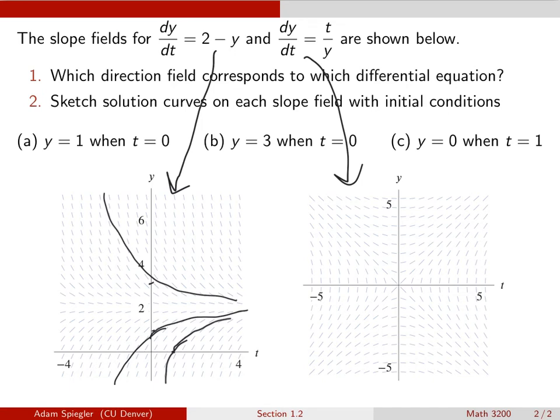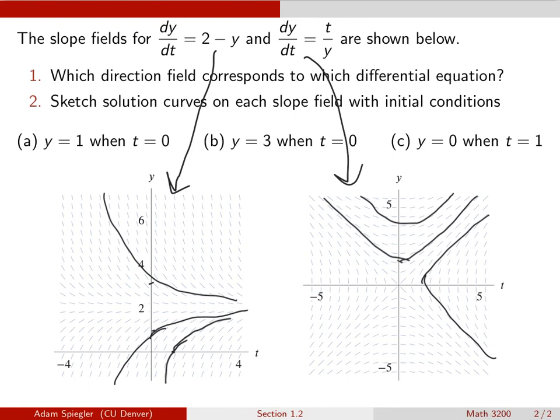And we can do the same for this slightly more complicated slope field on the right. That is, when y is 1 and t is 0, maybe that's about here. We get a good idea of what the shape of that solution is going to look like. When y is 3 and t is 1, maybe that looks like this. And when y is 0 and t is 1, we can sketch this solution like that. So here I'm just giving a kind of general approximation for these solutions.